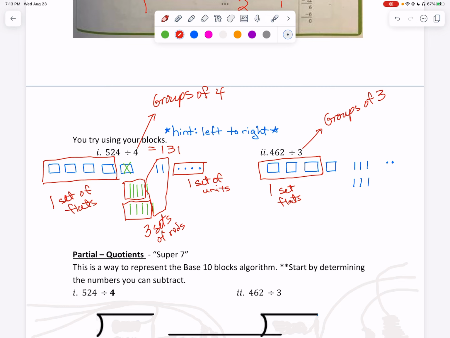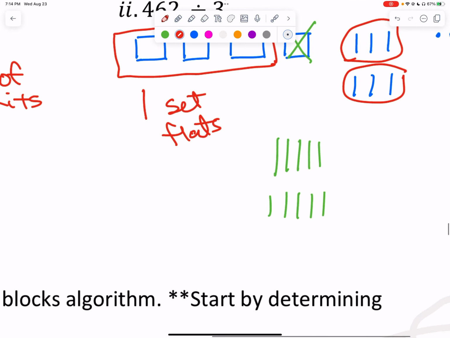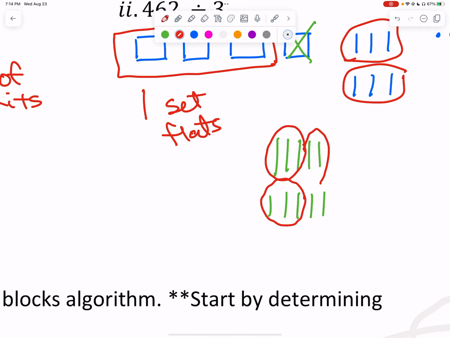Once again, I've got to take this guy and separate it into 10. So, because that wasn't flat, which is 10 rods. So 1, 2, 3, 4, 5, 6, 7, 8, 9, 10. All right. And now let's separate them into groups of 3. All right. So there's a group of 3. There's a group of 3. Let's come down here and group this up. There's a group of 3. There's a group of 3. And there's a group of 3.